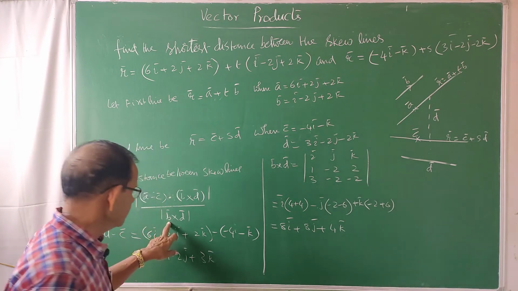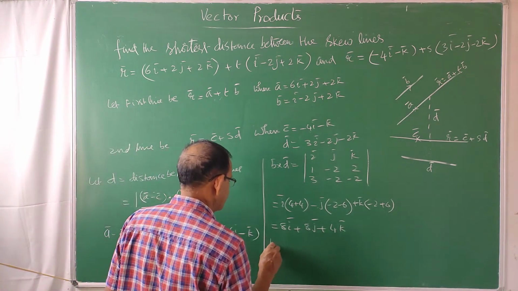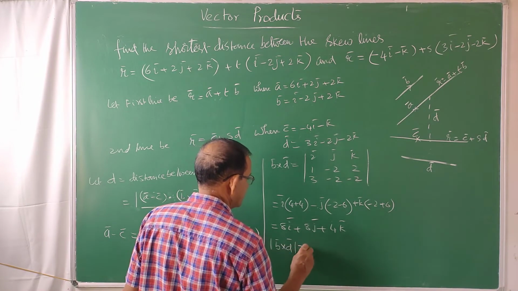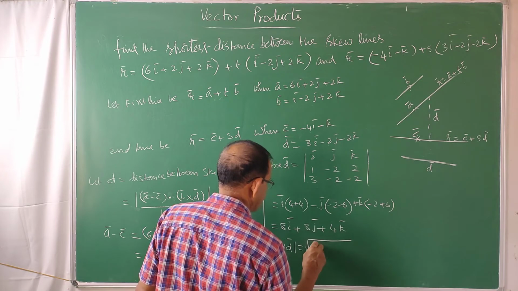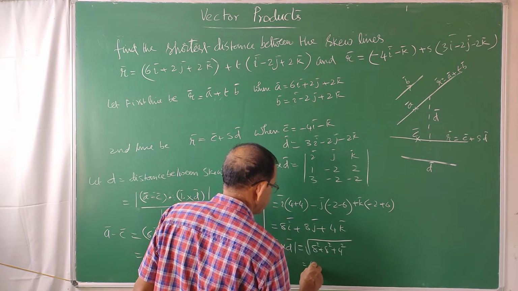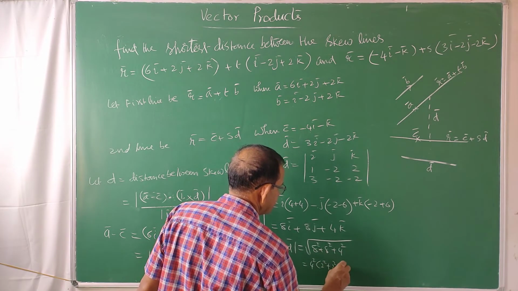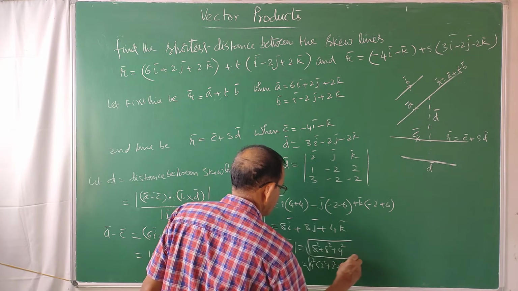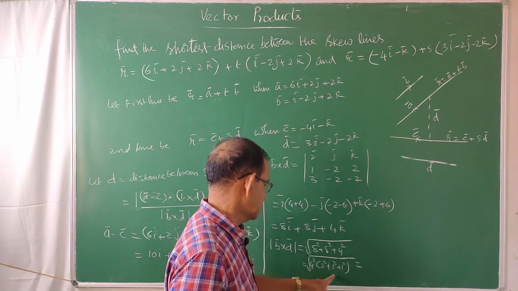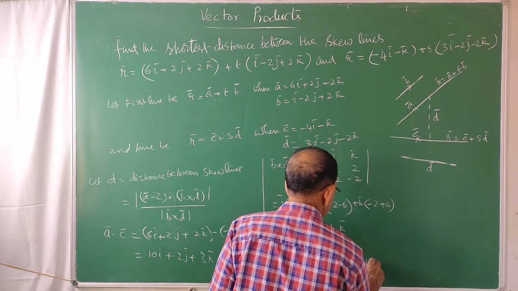For the denominator, you have to find the modulus of b cross d. The modulus is the root of 8 square plus 8 square plus 4 square. 4 square is common: 4 into 2 square plus 2 square plus 1 square, equal to 4 plus 4, 8 plus 1, 9. Square root is 3. Square root of 4 square is 4. 4 into 3, so that is 12.